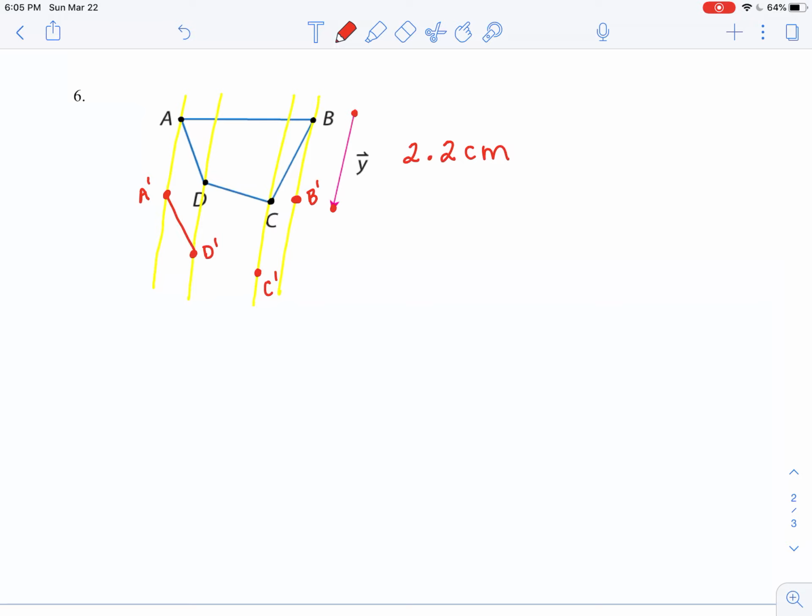Connect the points from your new vertices. I still like to shade in my image. And again, not perfect. Definitely some human error, but you can see this looks like I slid the quadrilateral along the vector in the same direction, the same length as the translation vector.